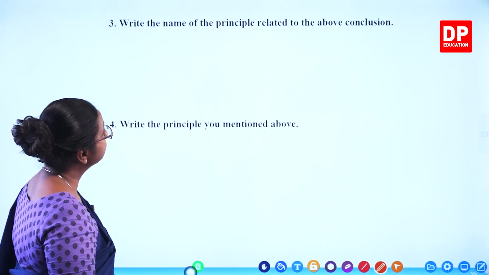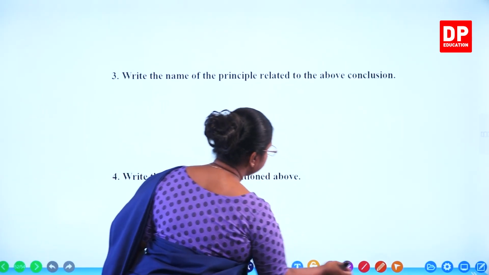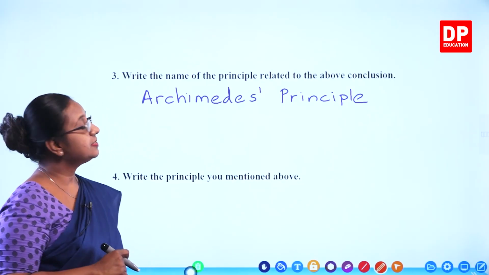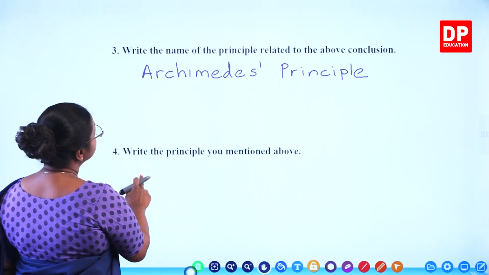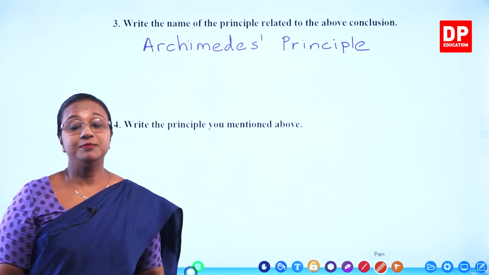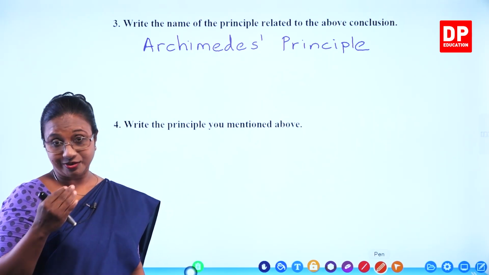Write the name of the principle related to the above conclusion. We already discussed that: Archimedes Principle. So the name of the principle related to the observation is Archimedes Principle. The next one, write the principle you mentioned above. I am sure by now you all know the principle very well. We have been writing it again and again.